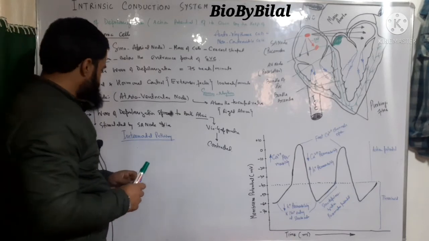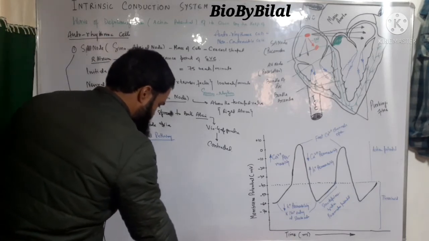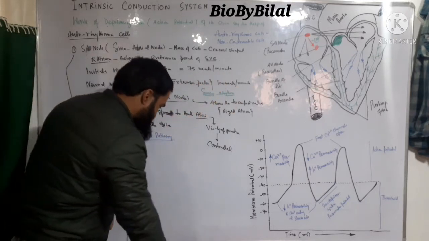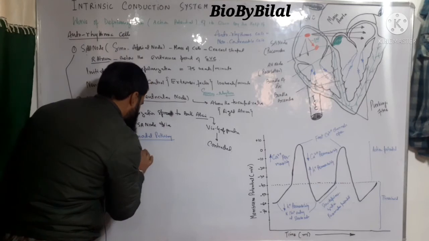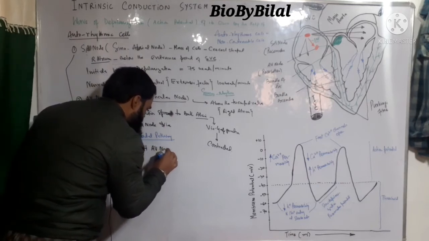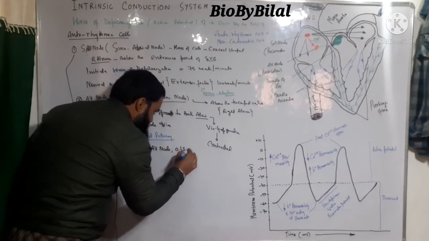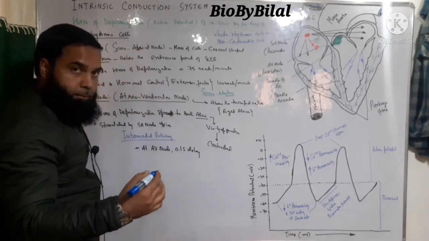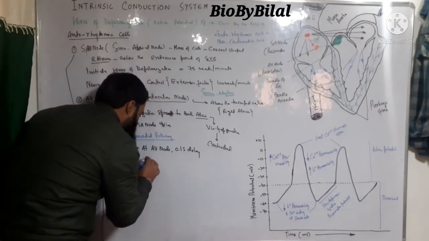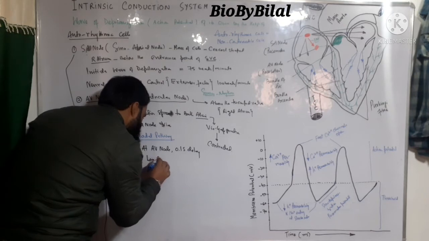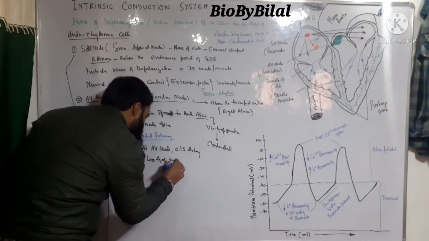What happens then? Actually, there is a 0.1 second delay at AV node. 0.1 second delay is there due to the presence of less gap junctions.